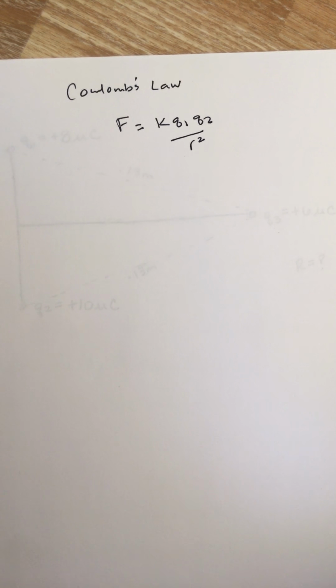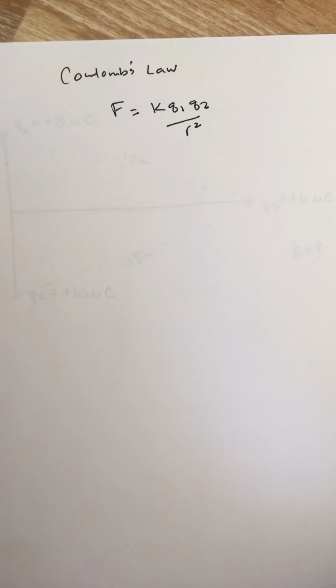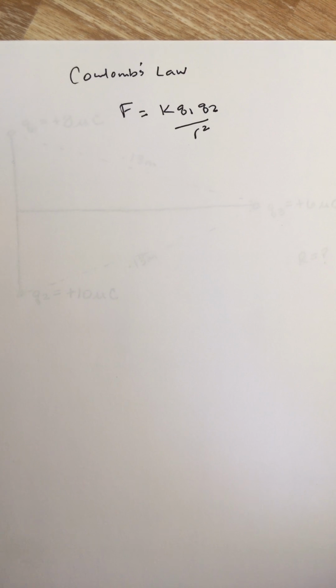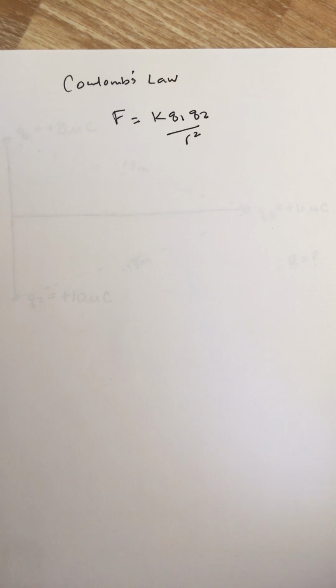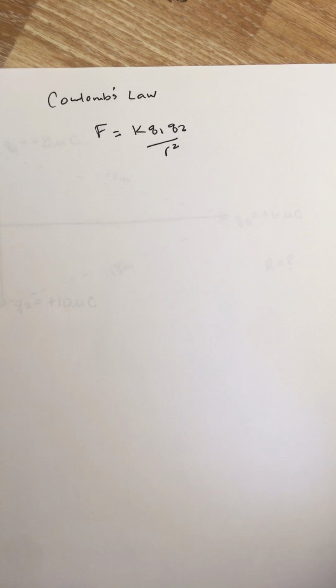All right, let's talk about Coulomb's law. Coulomb's law is the equation F equals K Q1 Q2 over R squared. Hopefully, this reminds you of earlier when we talked about the universal law of gravitation, which was F equals big G times m1 m2 over R squared. It should look a little bit familiar, but now we're talking about charged particles.